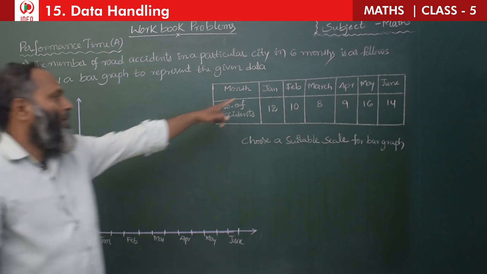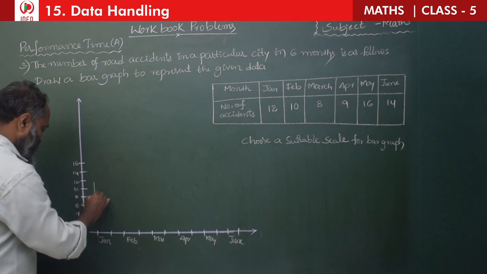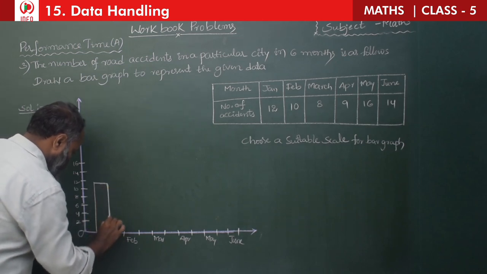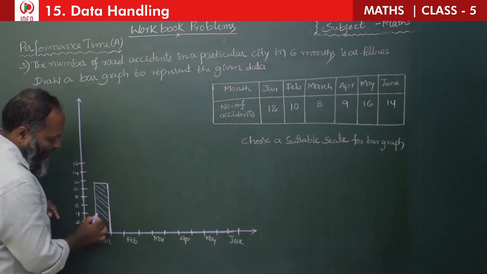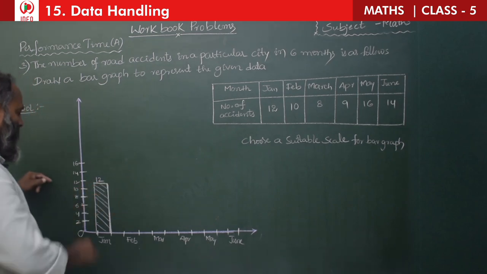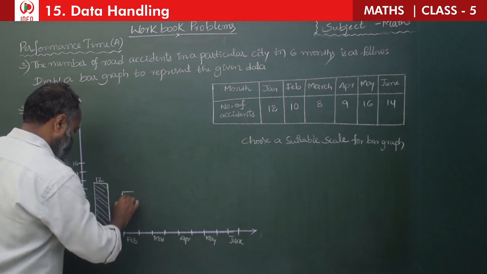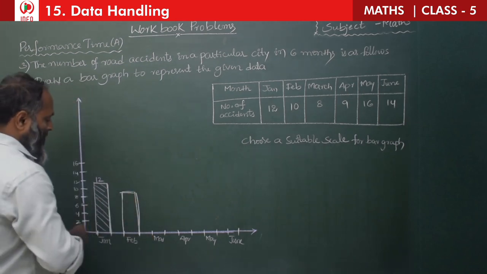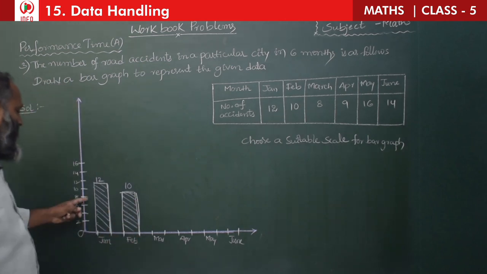Now, in the month of January, 12 accidents. Where is 12? Here, 12. So at 12, we should draw a bar. 12 accidents in the month of January. In the month of February, 10 accidents. Where is the 10? Here we have 10. 10 accidents in the month of February.